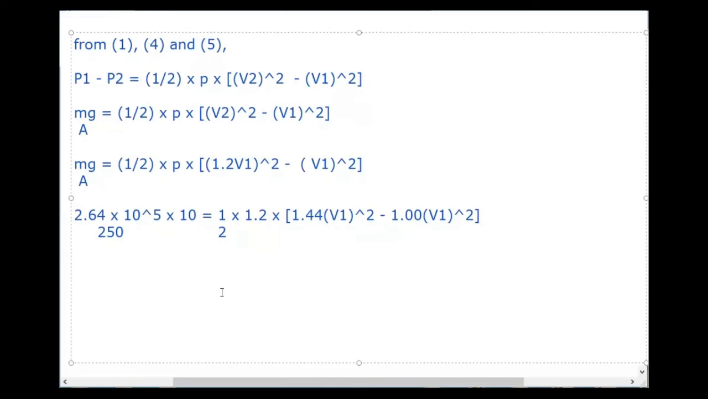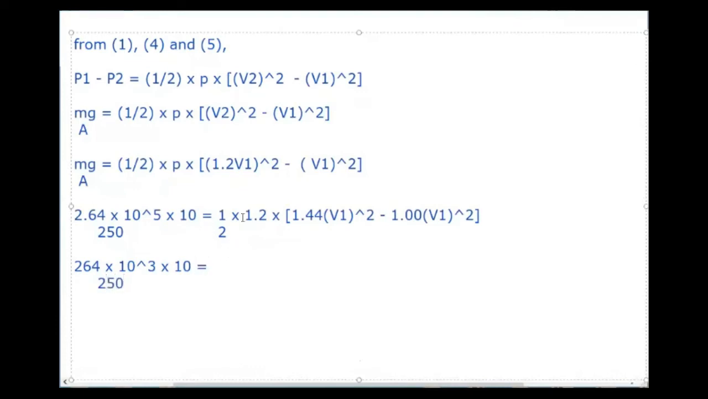Right. Let me check. It's not so difficult. This 2.64 can be converted into 264 if I take 2 zeros from this 10 to the power 5. It will be 264, then 10 to the power 5 will be 10 to the power 3. And the other, remaining 10 will be as it is. Right? And divided by 250 will also be there.